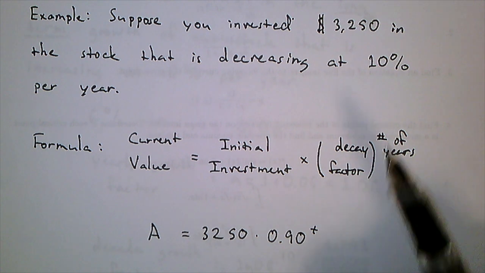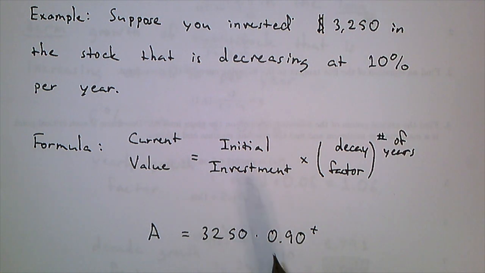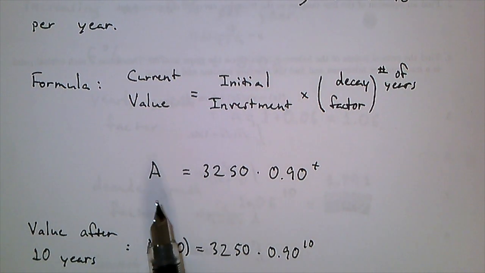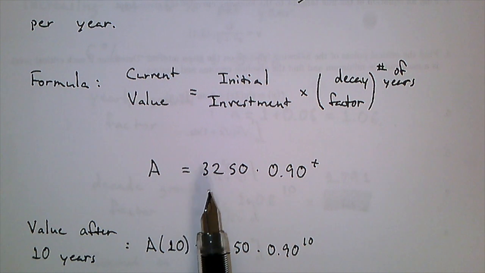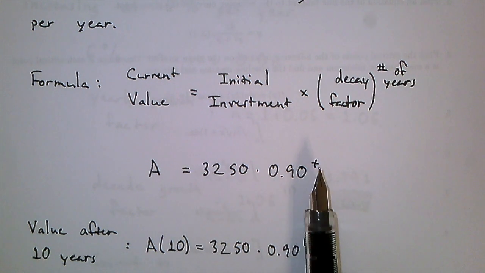Now plug in your initial investment and your decay factor, the 0.90, to get this formula. A is equal to 3,250 times 0.90 to the t power.